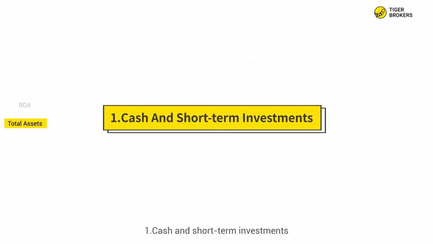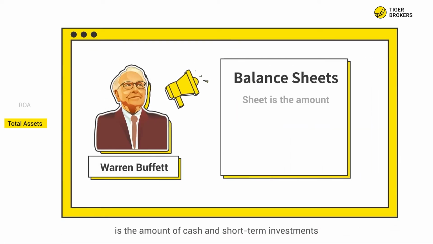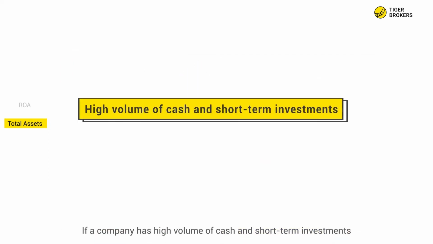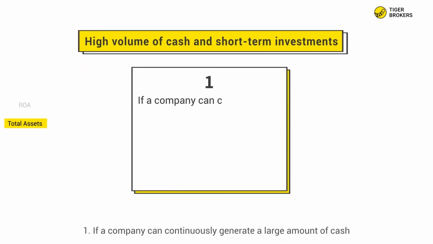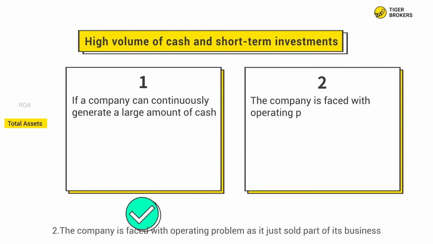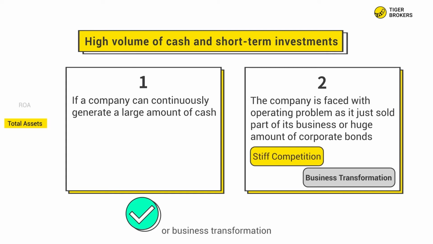1. Cash and short-term investments. Warren Buffett once said the first item he looked at in the balance sheet is the amount of cash and short-term investments. If a company has high volume of cash and short-term investments, it will fall into the following 2 scenarios. 1. If a company can continuously generate a large amount of cash, this company has strong competitive advantage. 2. The company is faced with operating problem as it just sold part of its business or huge amount of corporate bonds. Generally speaking, it happens when the company faces stiff competition or business transformation. In both cases, the company is having a hard time.